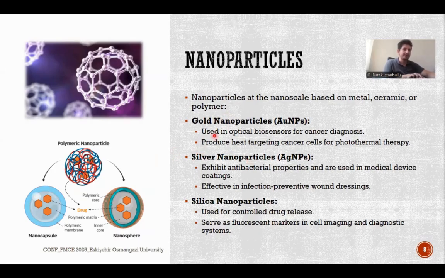Gold nanoparticles are commonly used in optical biosensors, especially for cancer diagnosis. In photothermal therapy, they absorb light and convert it to heat, selectively killing cancer cells. Silver nanoparticles are known for their strong antibacterial activity. They are widely used in medical device coatings and wound dressings to prevent infections.